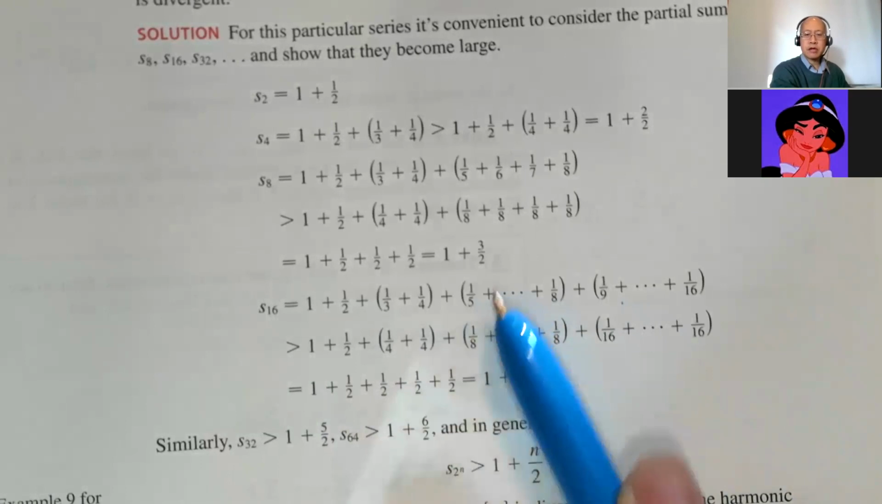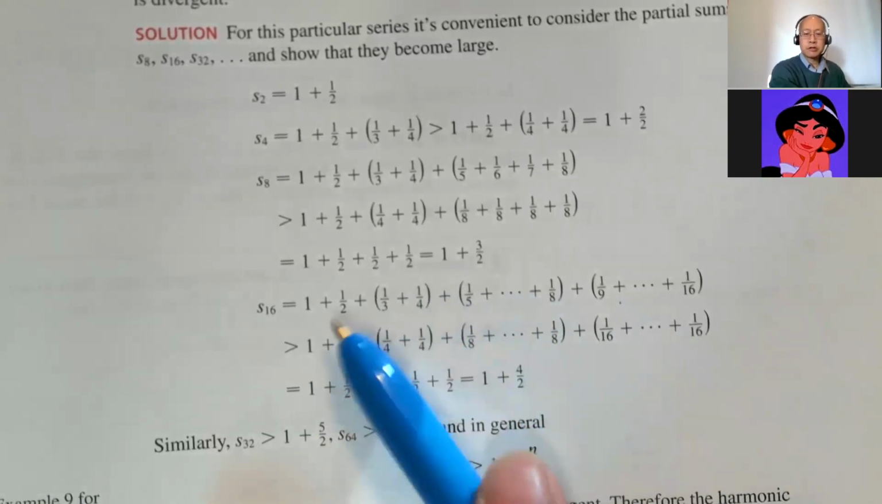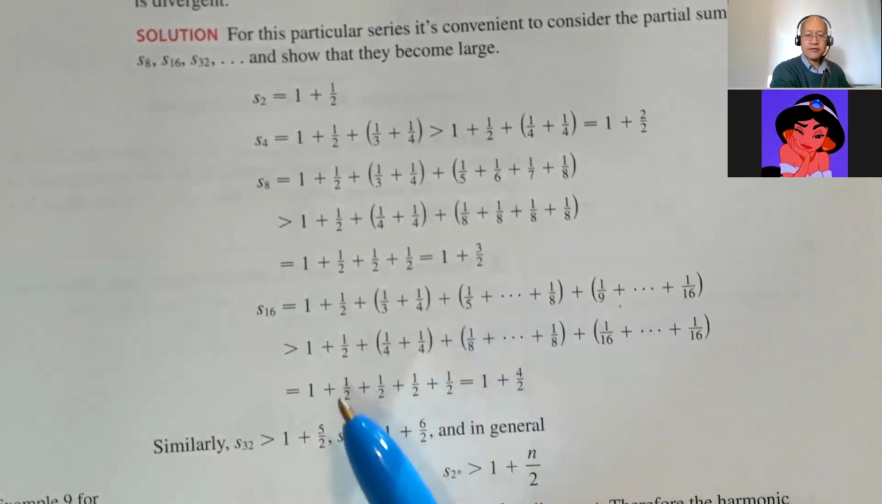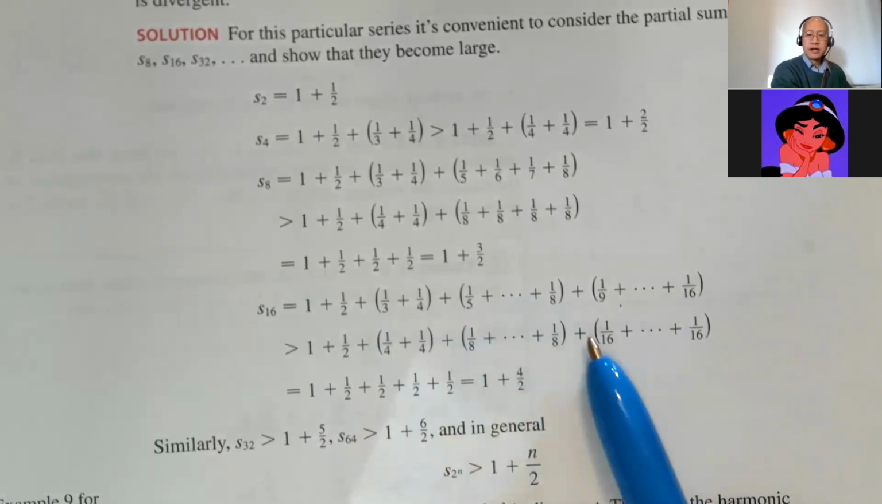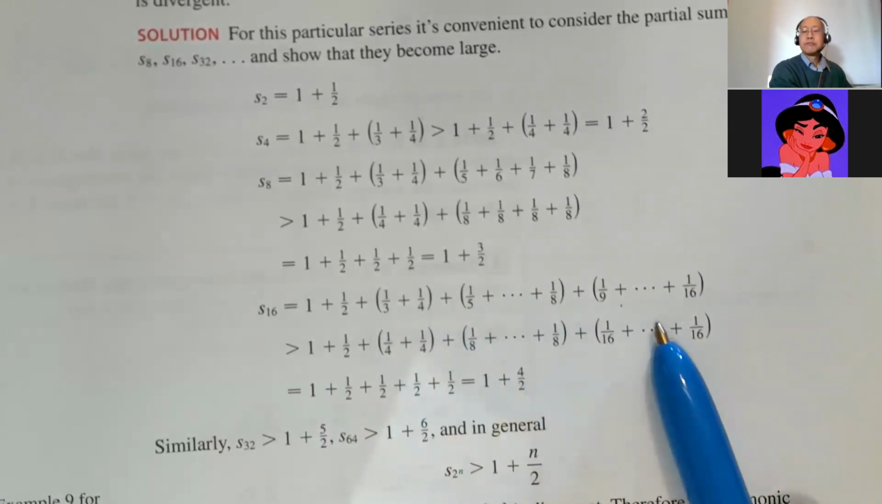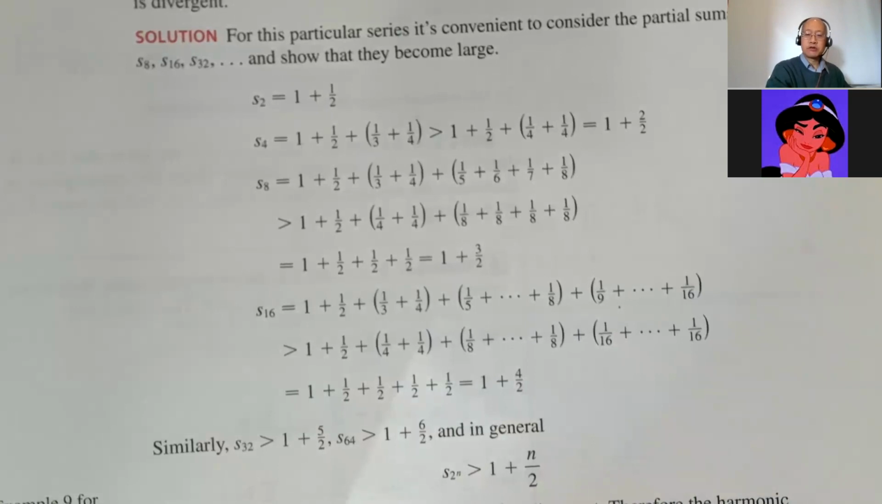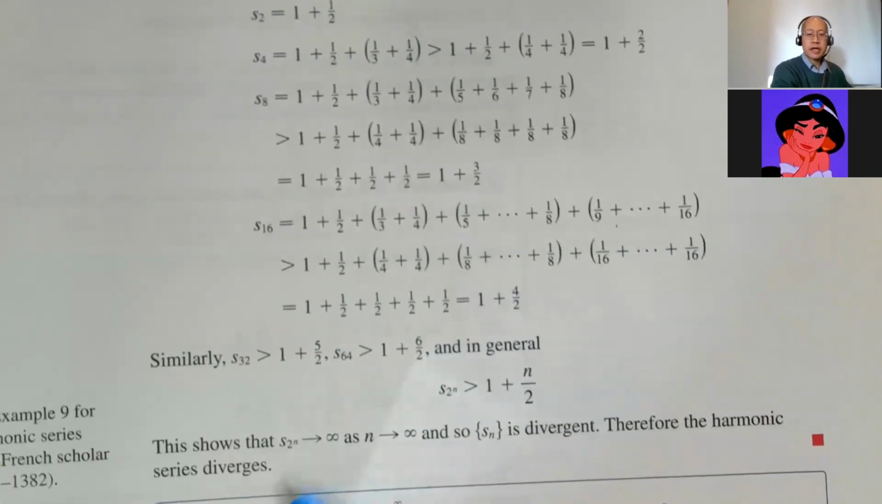So when I compare terms here and here, they're either the same or the top number is bigger than the smaller. So that sum is bigger. And ultimately, I've added another half. There's a half. There's a half. There's a half. Basically, you can add as many halves as you want. So if I can add infinitely many halves, that diverges, in fact, to infinity. Okay, so this shows that the harmonic series diverges.